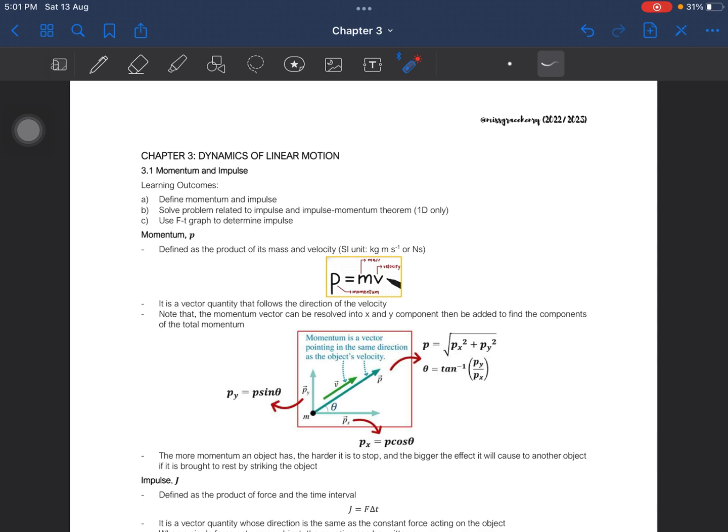Alright, so momentum is defined as the product of its mass and velocity. It has the symbol P, and it has the SI unit of kilogram meter per second or Newton second.